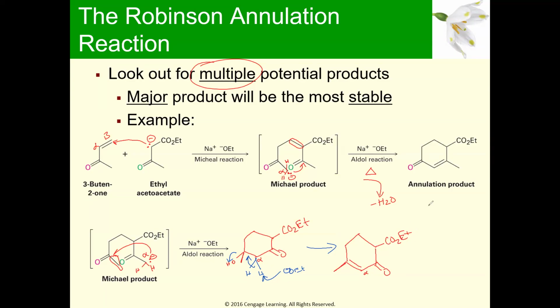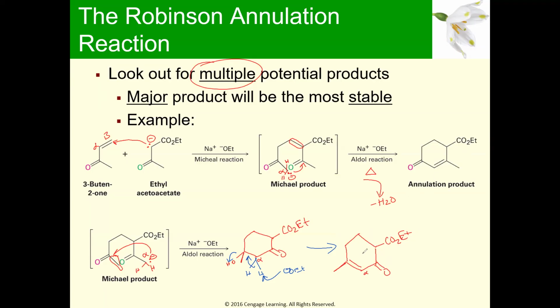So you can see the difference between these 2 potential products. Here, the ester group is directly across from the methyl group. Up here, the ester group is directly across from the ketone. In this one, the ketone and the ester group are adjacent to one another. Up here, the methyl group and the ester group are adjacent to one another. So the point is that you do have to keep in mind that there are multiple potential products.